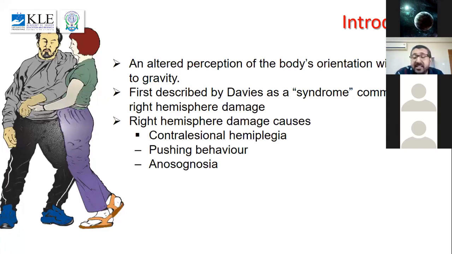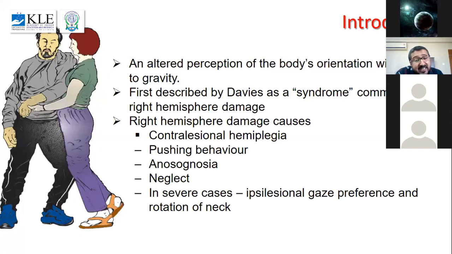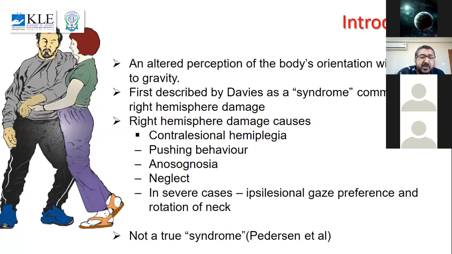It produces other perceptual problems also, like anosognosia, hemi-neglect, and in severe cases, it can also predispose to ipsilateral gaze preference as well as rotation of the neck. These are some of the qualities of right hemisphere damage. There are more, but I'm not going into those other perceptual components. But these are some of the important things that everybody knows about.